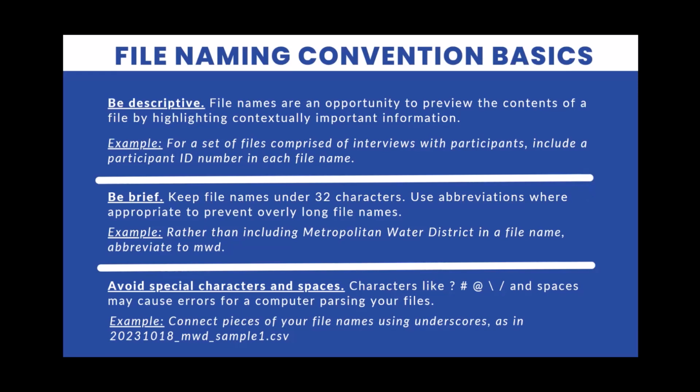And then finally, when you're naming files, it's important to make sure you're avoiding special characters like question marks, pound signs, @ signs, slashes, and spaces. Because all of these characters have special meanings in computer operating systems. And so sometimes they'll cause errors for a computer that tries parsing your file. In a lot of cases, your computer will give you a warning before you assign one of these to a file title, but not always. As a general rule, I like to keep to just letters, numbers, and underscores when designing my file names. So in the example I show down there, I connect different pieces of information using underscores.